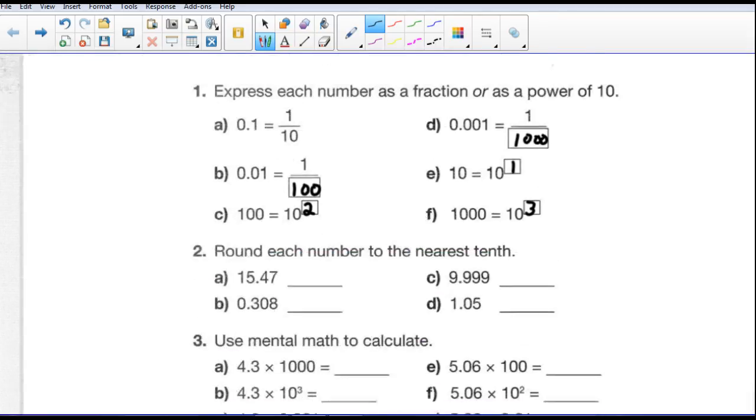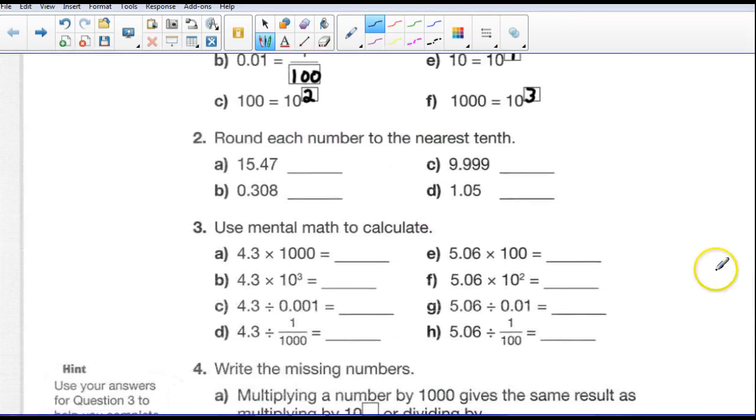Okay? Number 2, round each number to the nearest tenth. Well, the nearest tenth is one decimal place, and we know that when we're rounding, if the digit beside it is 5 or above, we move the number to the left up 1. So this is 15.47. 7 is greater than 4. So this will be 15.5. We'll round it up to the nearest tenth, because the nearest tenth is one decimal place.